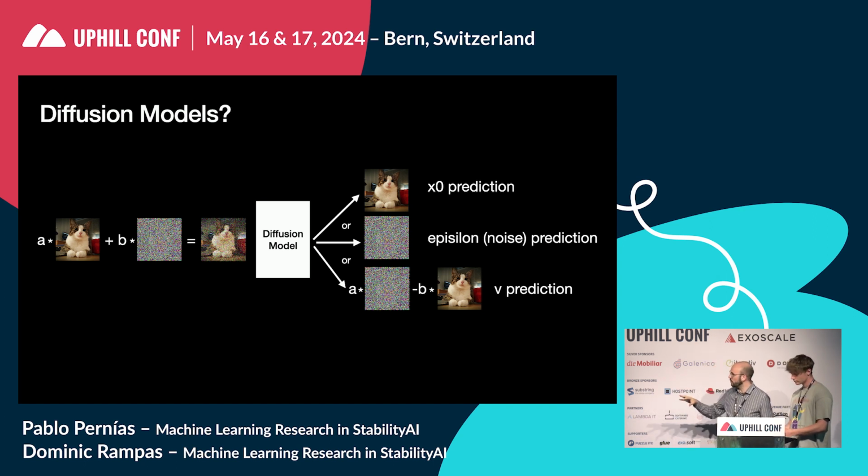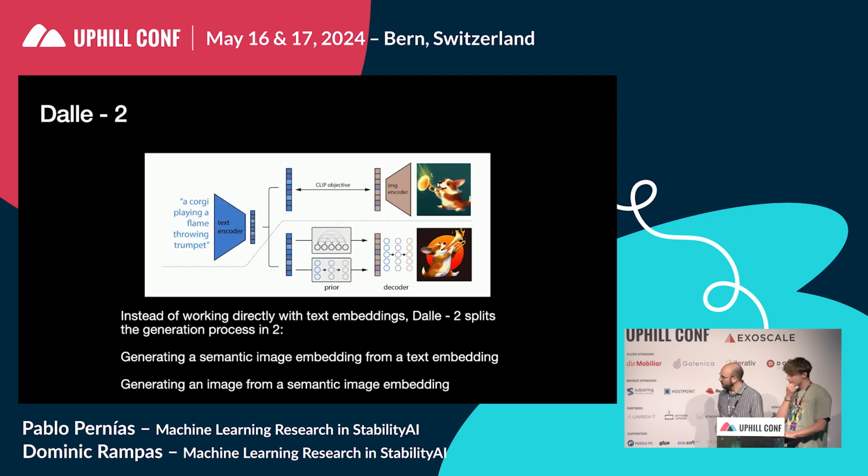We pass this through the diffusion model, and then we can predict either the original image, which we call X0 prediction, or we can predict what noise was added to the image, which is called epsilon prediction, or some sort of combination of both. There's one very popular target, which is called V prediction, which is multiplying the image and the noise by some factors. So this is the base of how diffusion works.